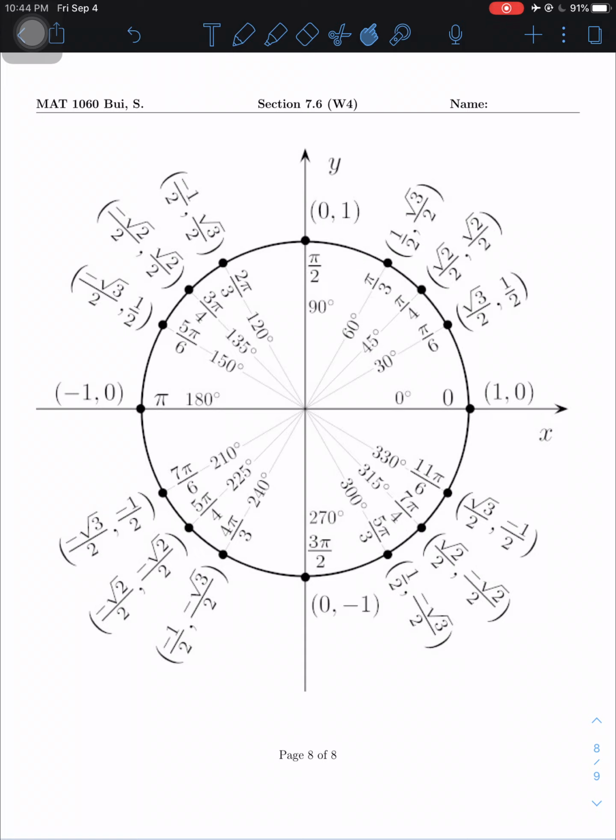I actually have a really cool trick to remember the unit circle, but I'm not going to waste your time trying to explain the unit circle in here. But if you want to hear about it, let me know. I'll share with you guys.